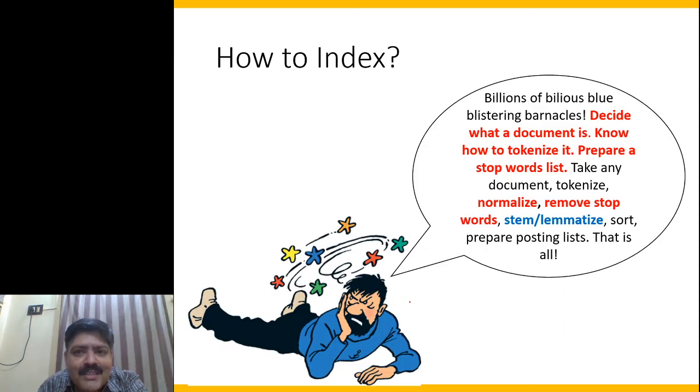Okay, so what have we learned so far? First, we have to decide what a document is. Then we need to know how to tokenize it. Then we need to know what a stop words list must be. And if we are successful in doing all these, then we could take the document, tokenize it, normalize it, remove the stop words, stem or lemmatize it, sort it, and then prepare the postings list. That's all, isn't it? Indexing is not easy, and these are the reasons why indexing is pretty challenging.